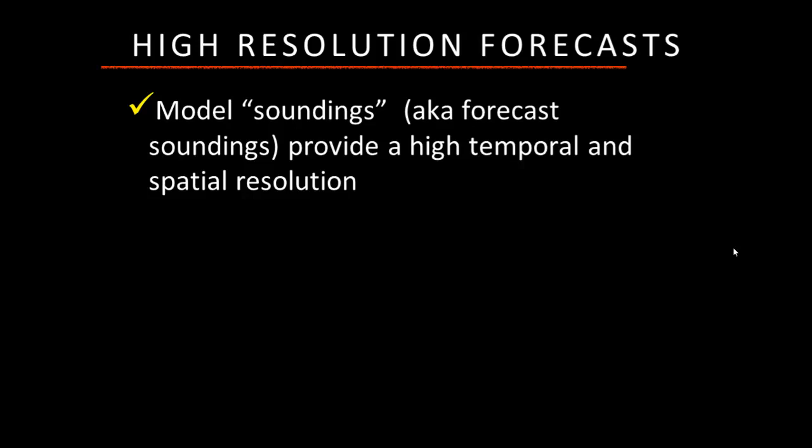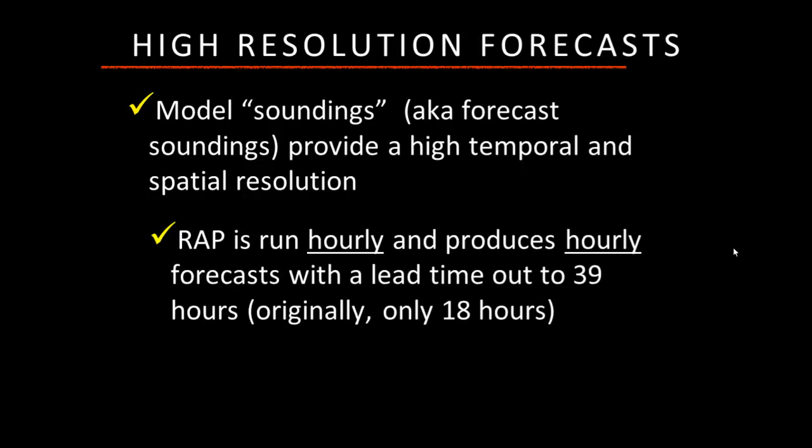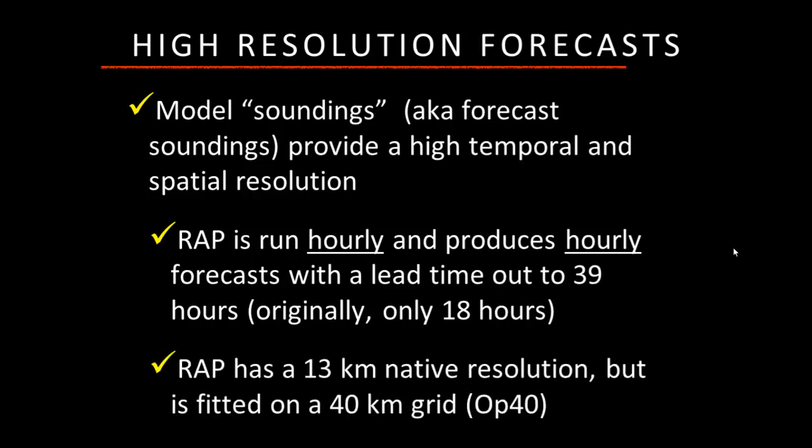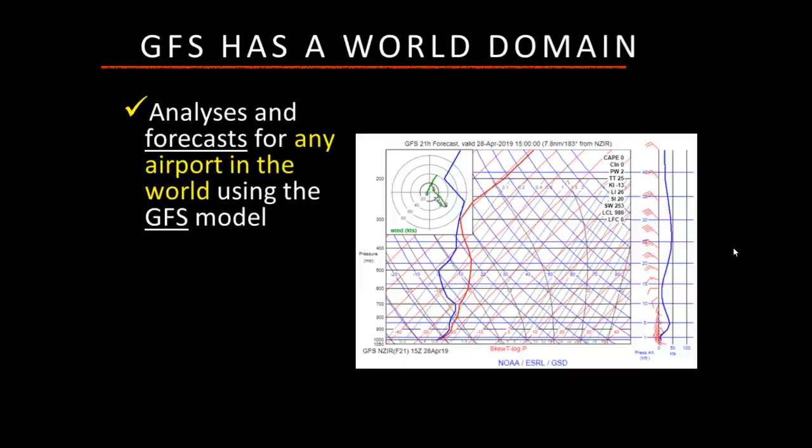So model soundings, you might also hear them termed as forecast soundings, are probably where you're going to want to spend most of your time. And it's pretty high resolution in time and space. The RAP, or the rapid refresh, is run hourly and produces hourly forecasts, with a forecast out to 39 hours. So that's 1 hour at a time out to 39 hours. And by the way, it gets updated every single hour with all brand new data. So the rapid refresh has a 13-kilometer resolution, but that's fitted on a 40-kilometer grid. That's the OP40 that we were looking at earlier. And that's probably, again, the one you're going to be using the most.